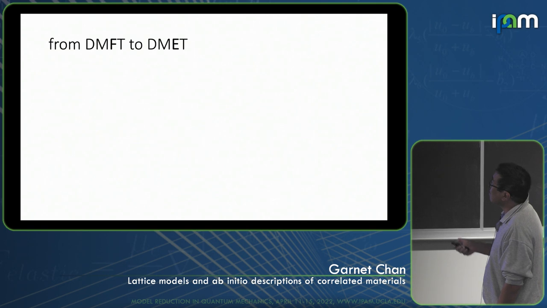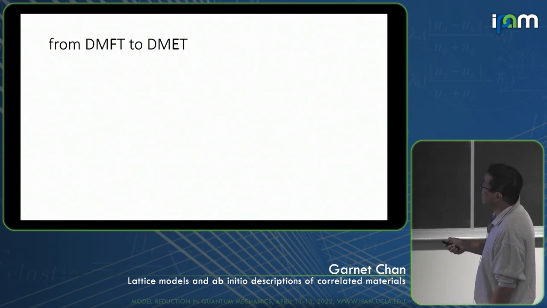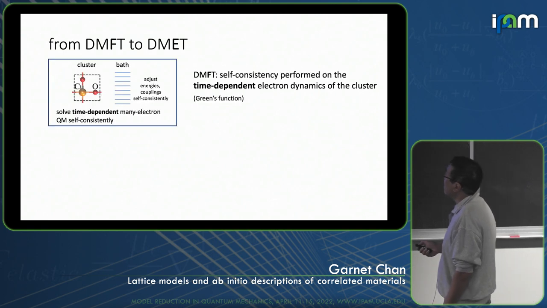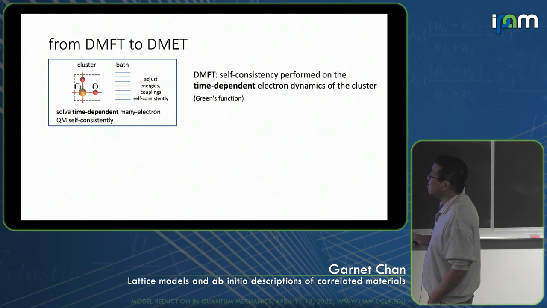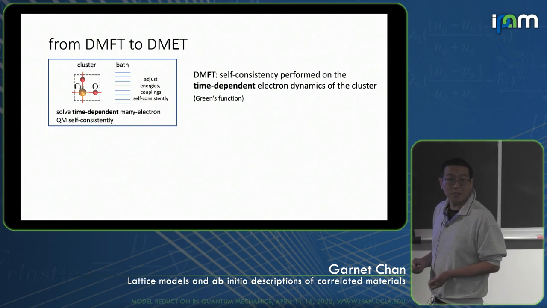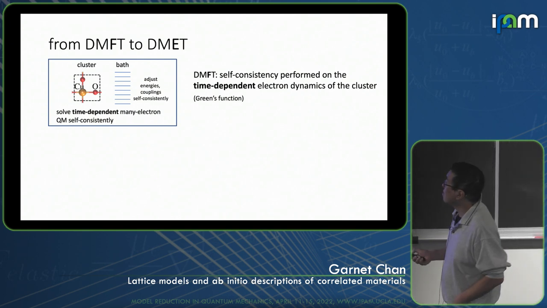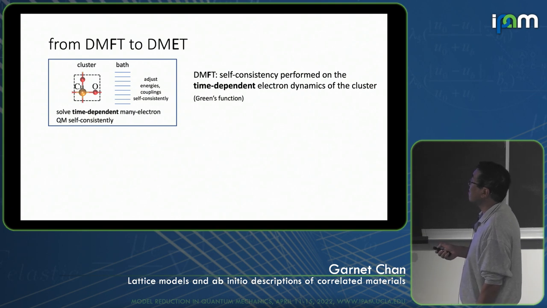So the simplest thing then was to just create another theory, and another theory we call DMET, and it clearly has some alphabetical resemblance to DMFT. But at a very high level, DMFT is a quantum embedding theory which is formulated in terms of time-dependent quantities. So if you're familiar with Green's functions, it's formulated in terms of Green's functions. So the idea is that the quantity that's embedded self-consistently is the Green's function of the cluster, and that's all fine.